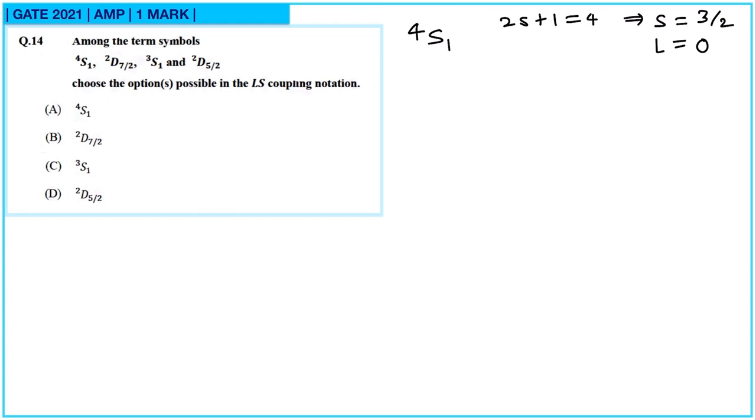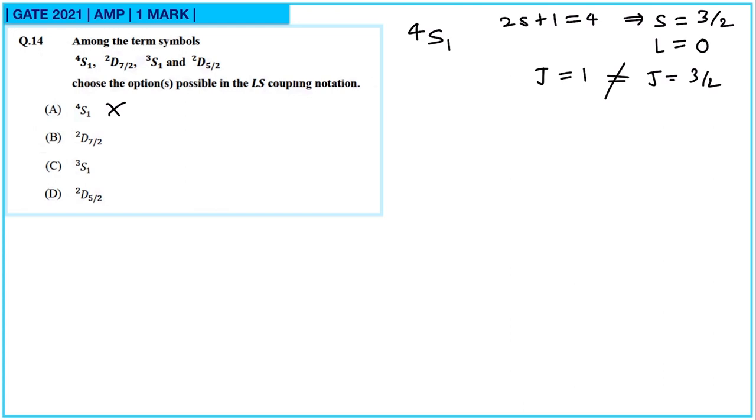That means L is equal to 0. And if S is 3/2 and L is 0, then J, which is given as 1, can be 3/2 only. So from the values of L and S that are given, it will be 3/2. So this is not matching, this cannot be. So option A is wrong.